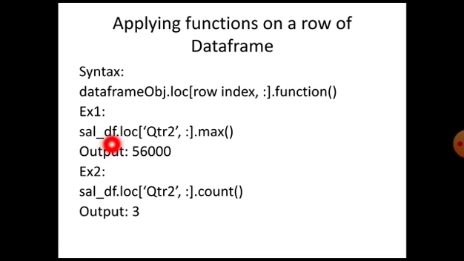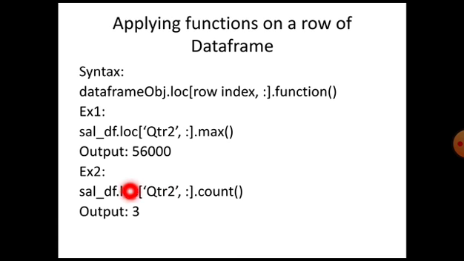So here it is celldf dot loc in square bracket. I want to use the row qtr2 only, and the comma and colon specify the columns you want. If nothing is specified here, then you want all the columns. So from all the columns in the row qtr2, I want the maximum value. The maximum value is 56,000.